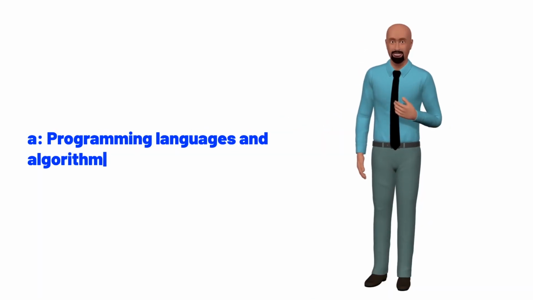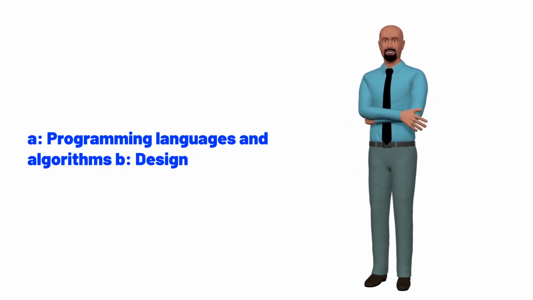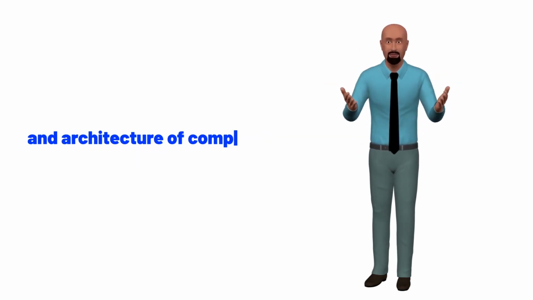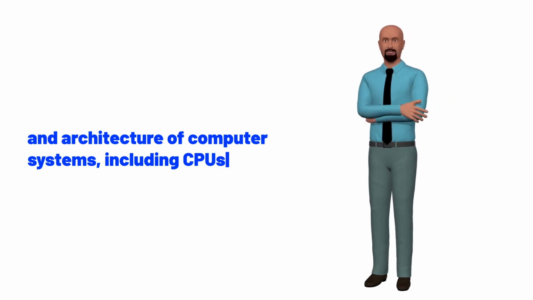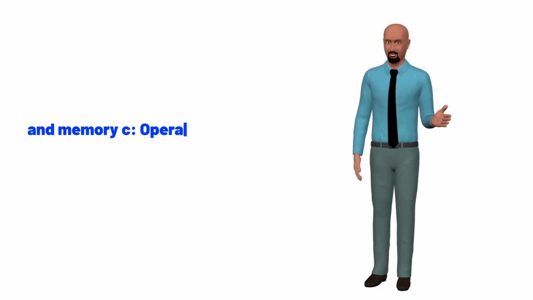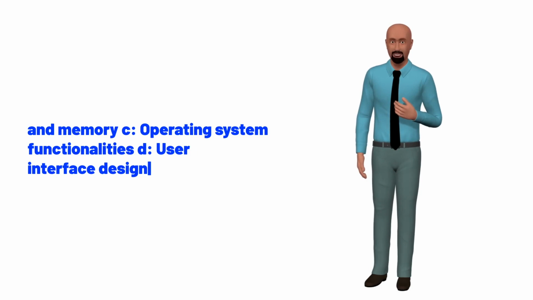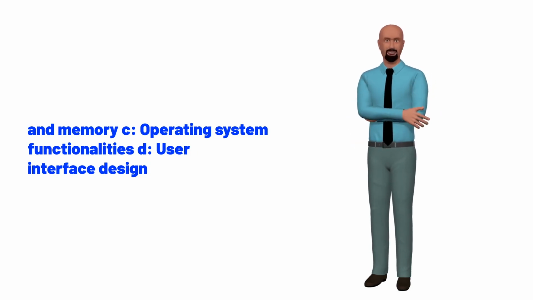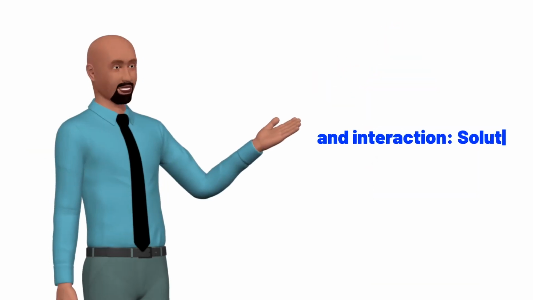What is the primary focus of computer organization? A. Programming languages and algorithms. B. Design and architecture of computer systems, including CPUs and memory. C. Operating system functionalities. D. User interface design and interaction.